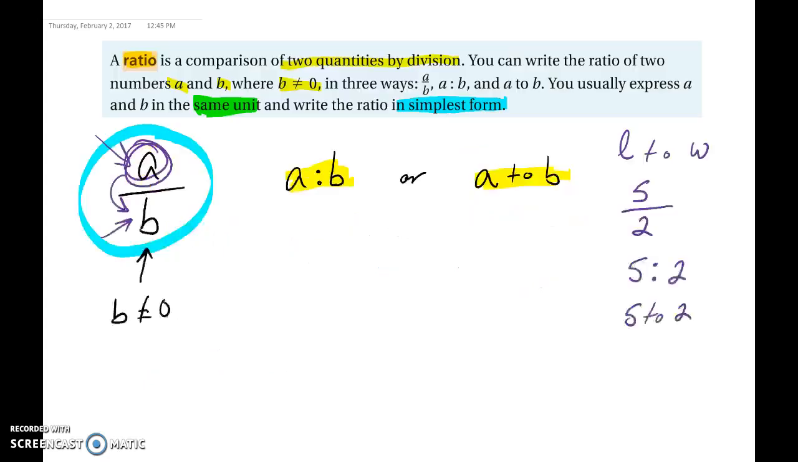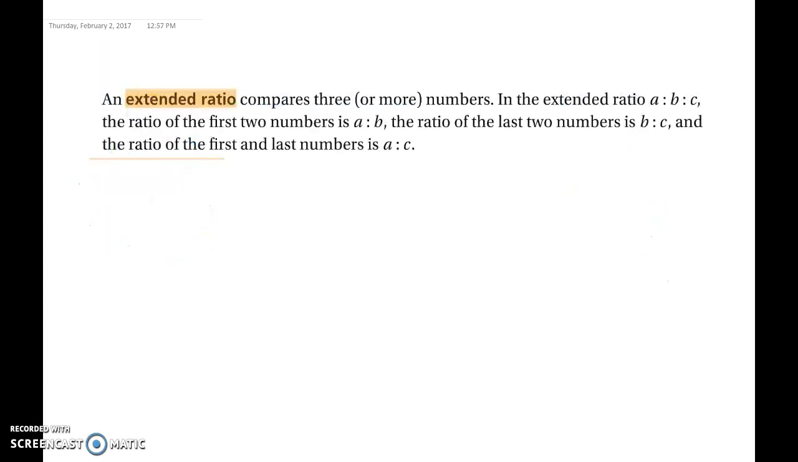Now, remember, ratios are where we have two quantities, but we can extend this and go for more than 2 as well. When we look at more than 2 quantities, it is called an extended ratio. So an extended ratio compares 3 or more numbers. Sorry, I didn't write that. So a regular ratio is just comparing 2 numbers, but we don't stop at that. We can compare more, and it's called an extended ratio.